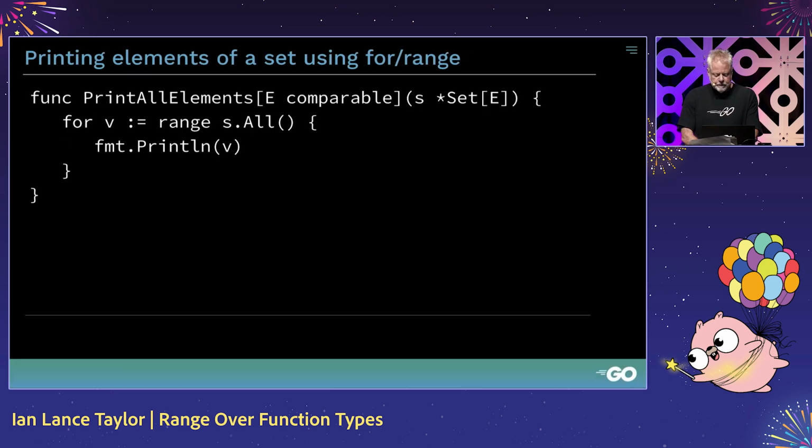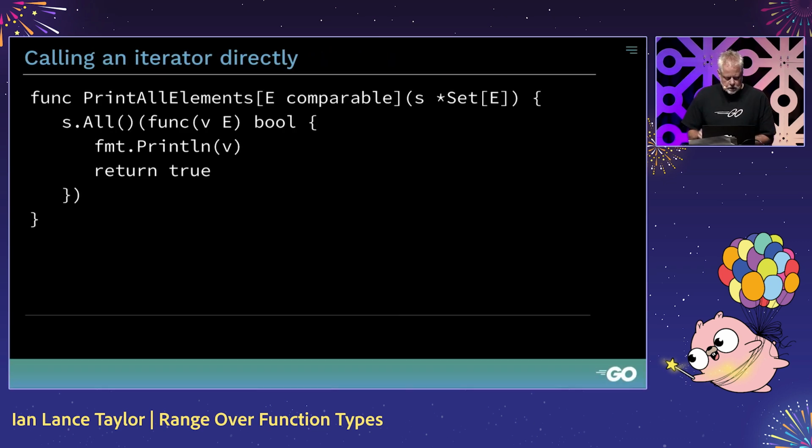For my final example, I'm just going to mention you don't have to use a push iterator in a range statement. You may remember this function I showed earlier in the talk. It prints out each element of a set. Here's another way to print all the elements of a set. Call s.All to get an iterator, then pass in a handwritten yield function. This yield function just prints a value and returns true.